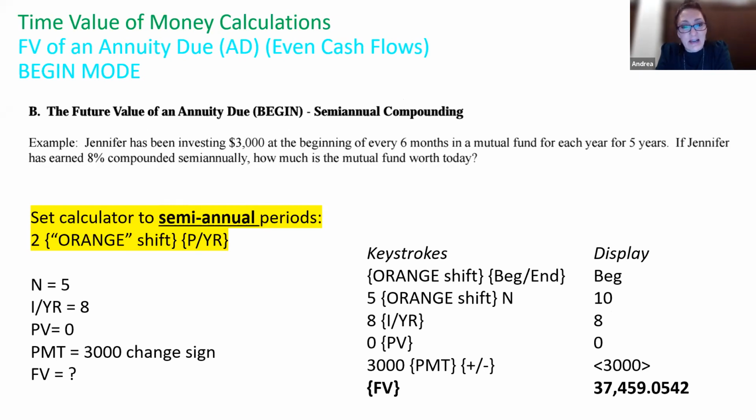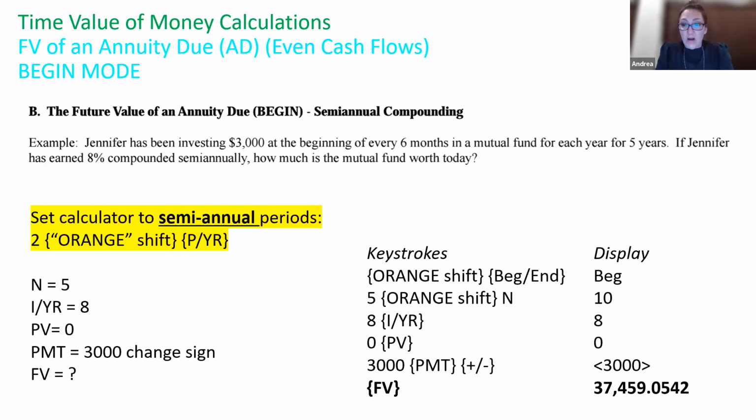Yeah, and that's kind of confusing because it's how much is the fund worth today, but today is the future value, okay, in this particular question. Okay, she's been investing for the last 5 years, and so we want to know what it's worth today, but that's actually solving for future value. So we're going to set our calculator to 2 payments per year.